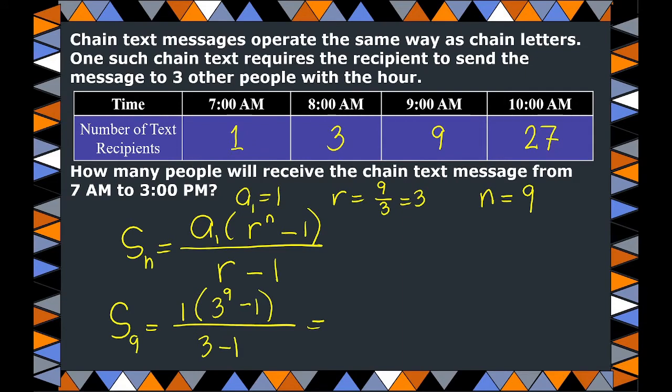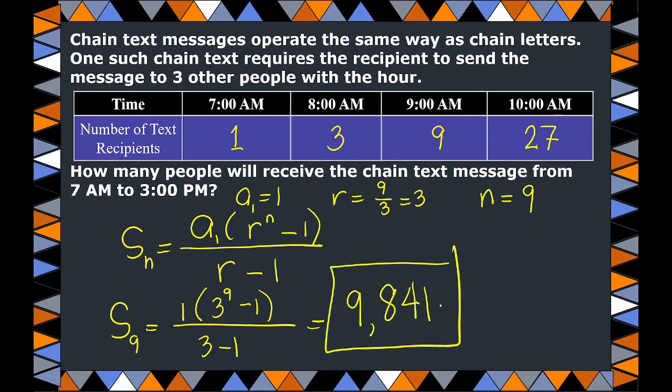The answer is 9,841. And this will be the answer to the problem. So there will be 9,841 people who will be receiving the chain text from 7 a.m. to 3 p.m.